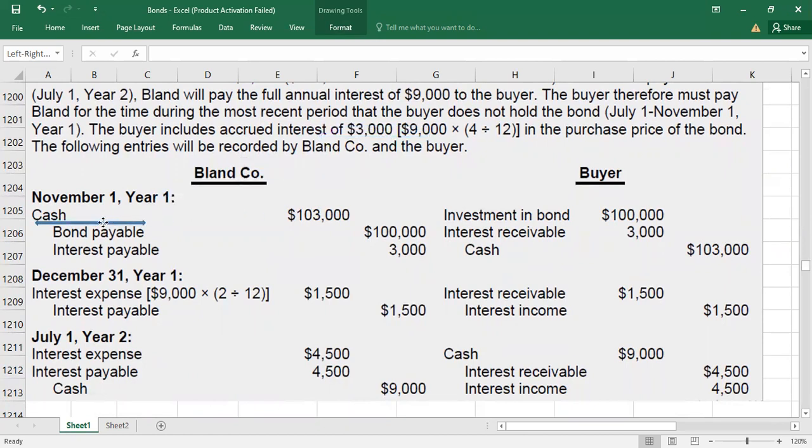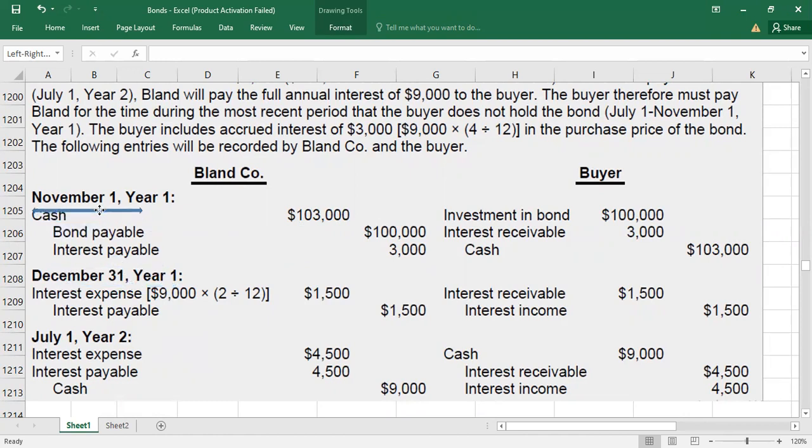So we will make a debit here as a borrower, debit cash with 103,000. Credit will go to bonds payable, always with the face value, which is 100,000, and credit will go to interest payable of 3,000. The reason is that finally we will pay back this interest to the buyer, which we have received today.